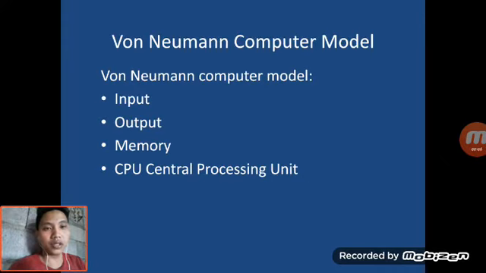The first is the von Neumann computer model. A von Neumann computer model is an architectural design for any electronic digital computer. It has input, which you feed the computer information. Output, where processed information is released. Memory, which holds the current operations and stores the data. CPU, or the central processing unit, which performs the basic operations of the system.